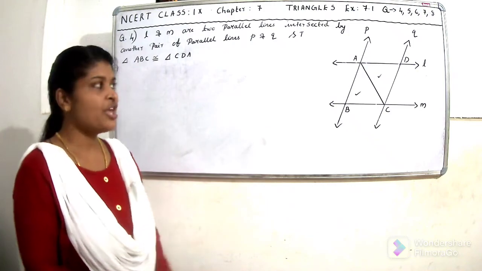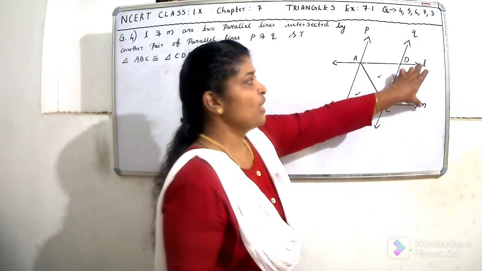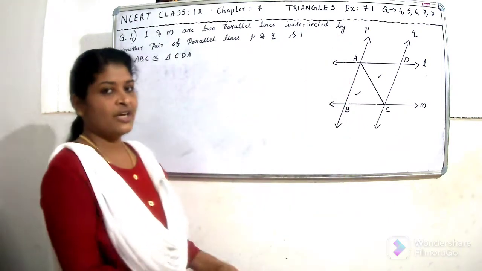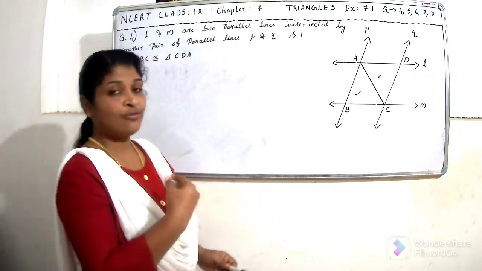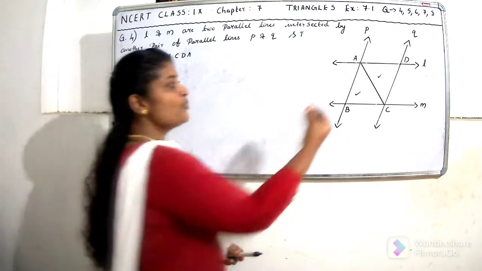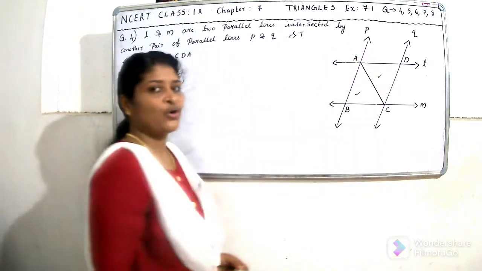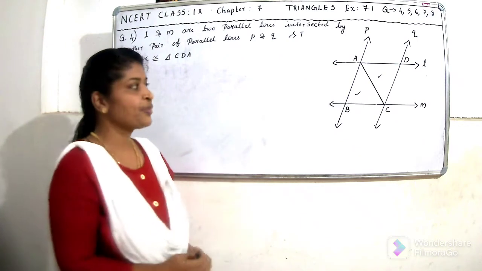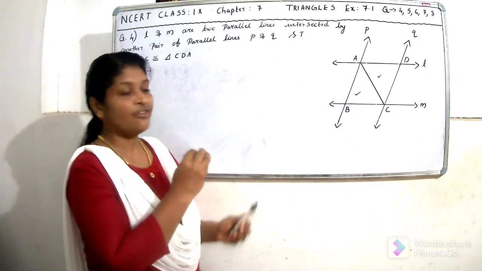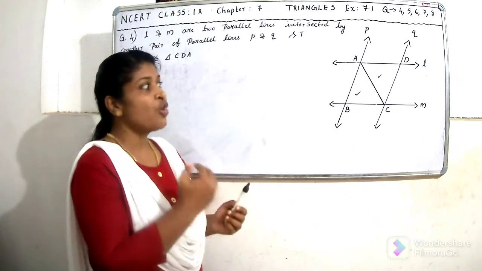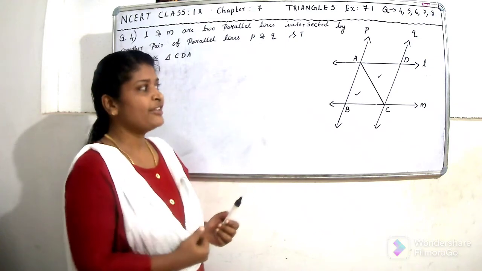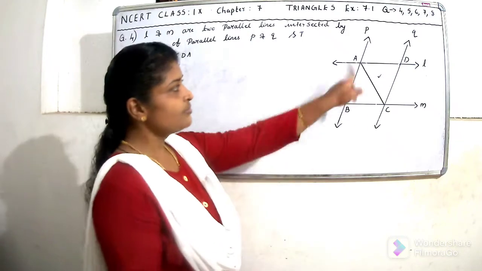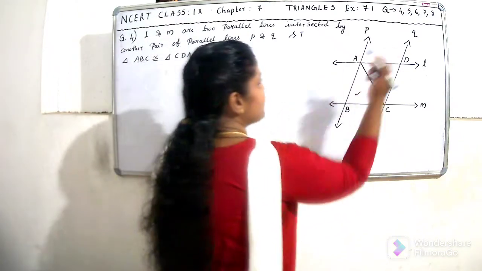What are the clues they have given? They said these two lines are parallel and also these two lines are parallel. With the help of that clue, we have to prove these two triangles are congruent. So how to do it? Let us look carefully at the figure, because however carefully we observe the figure, we will get the solution from that itself. So here they said these two lines are parallel.